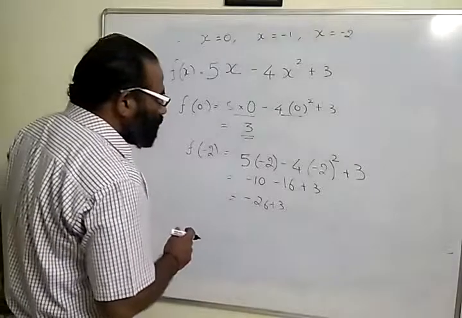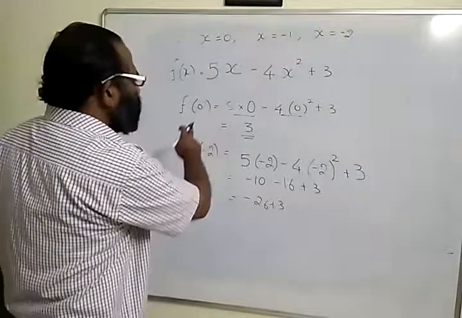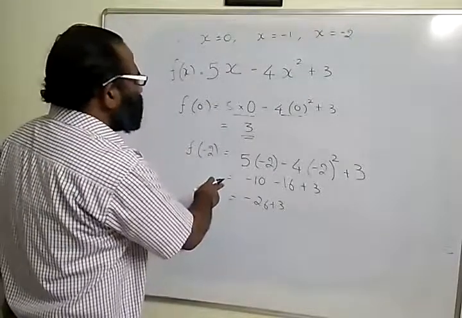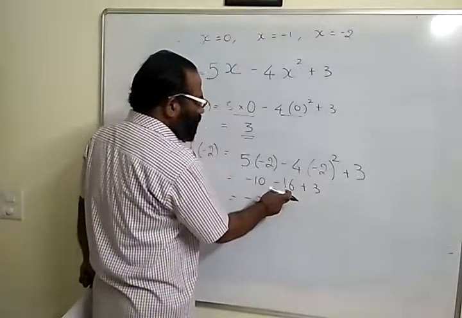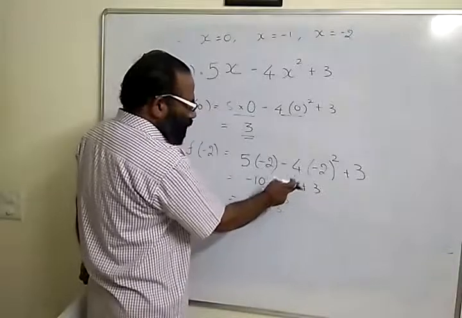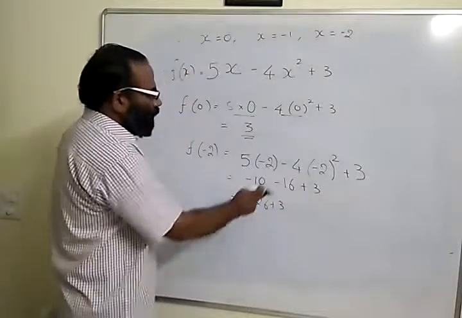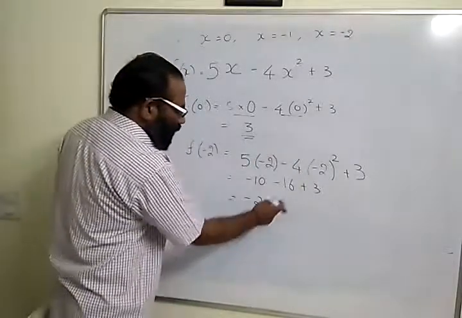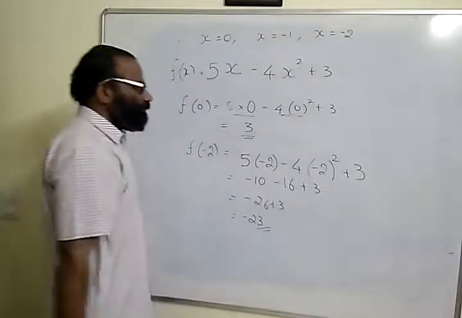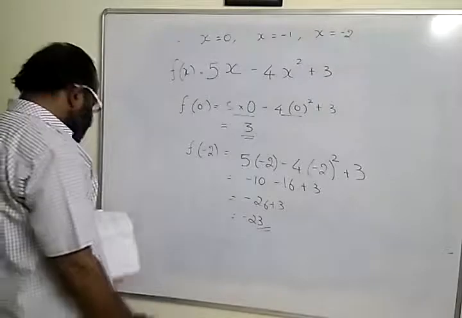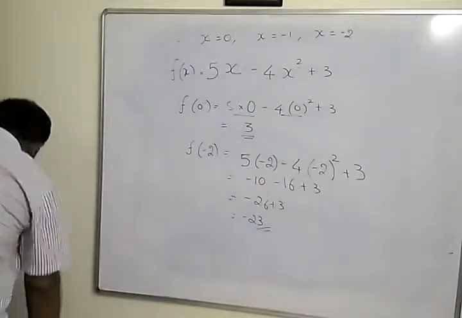Well, did I make a mistake over here? So minus 5 into minus 2, so minus 10, minus 2 square is 4, and 4 4s are 16, yes. So this is minus 23. Now let's go on to the next question.